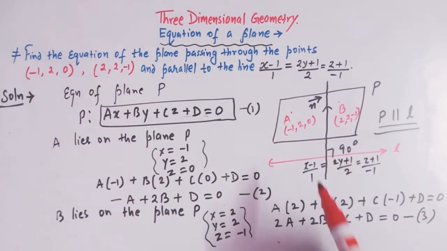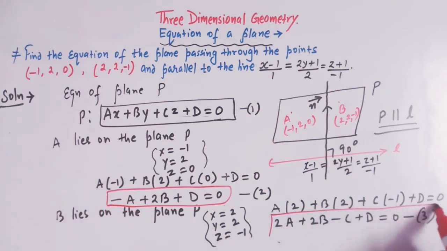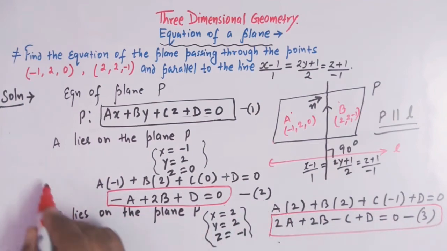So now from these 2 points we have obtained 2 equations, right? So this is the first equation and this is the second equation, right? So now what we will do, from these 2 equations we will try to eliminate d, right? So for this what we will do, we'll subtract 3 from 2, right?